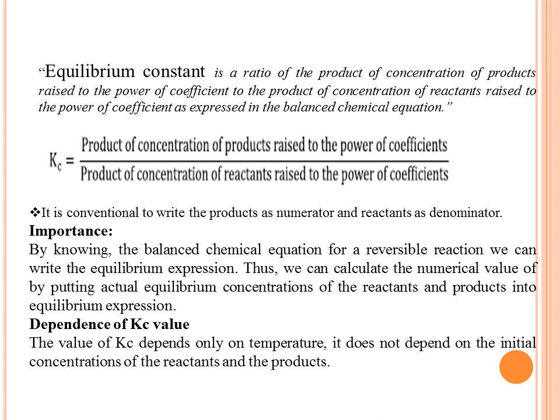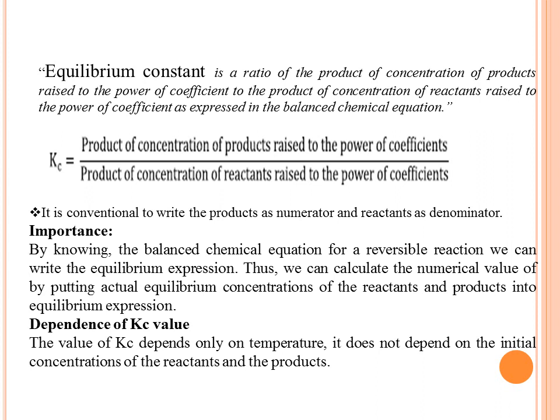What is the importance of the equilibrium constant? Definitely, in a balanced chemical equation, in any dynamic equilibrium for a reversible reaction, we can get an equilibrium expression. We can quantitatively measure our dynamic equilibrium if we know the numerical values. By putting these numerical values in this ratio, we can get the actual concentrations of the reactants and products when they achieve equilibrium.